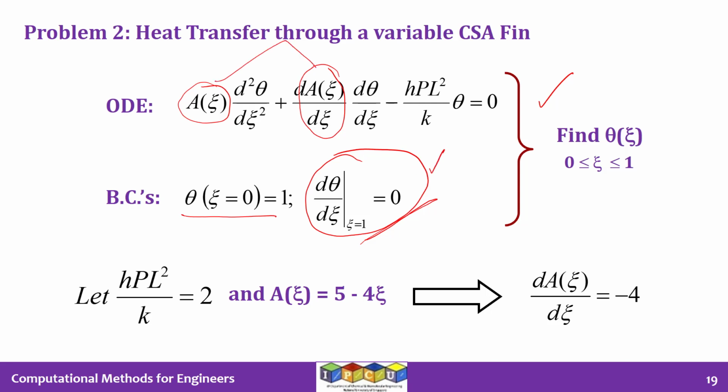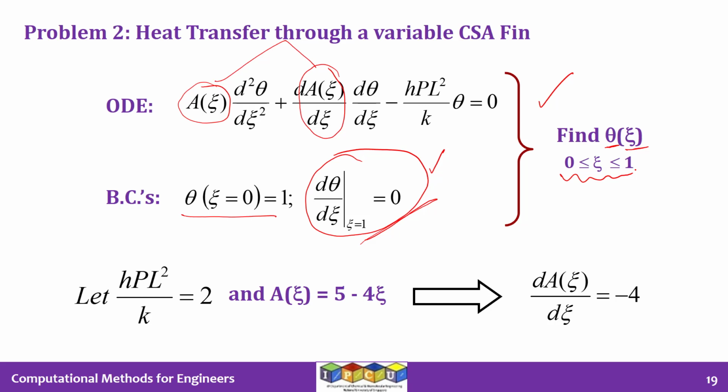Again, the goal here is to find the dependent variable theta as a function of the independent variable psi over this domain 0 to 1. Though we may be able to solve this problem analytically because it is a linear ODE, we are still going to adopt a numerical approach using the finite difference method. That means we will be finding out the value of theta at specific points psi 1, psi 2, psi 3, psi 4, etc. in the domain. We will not get an expression for theta as a function of psi.